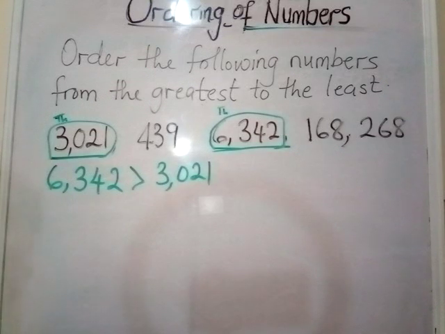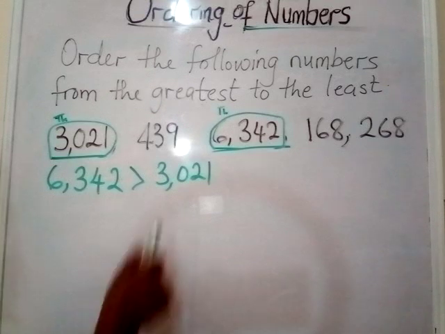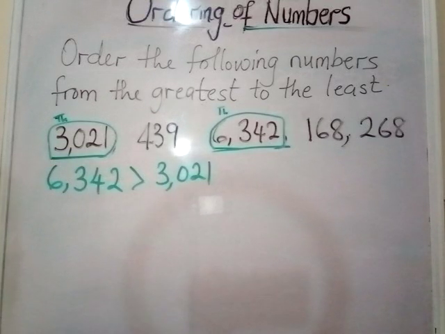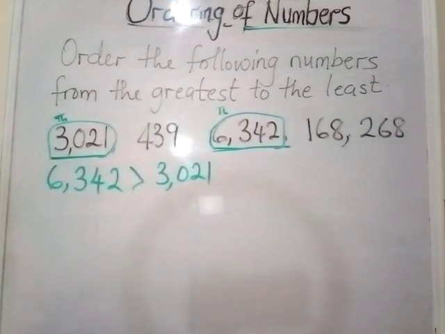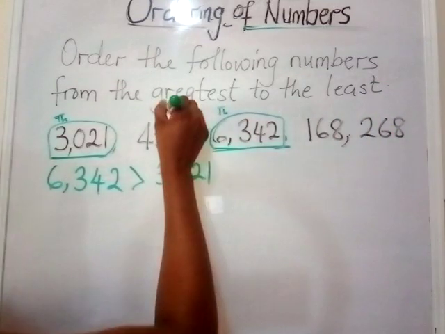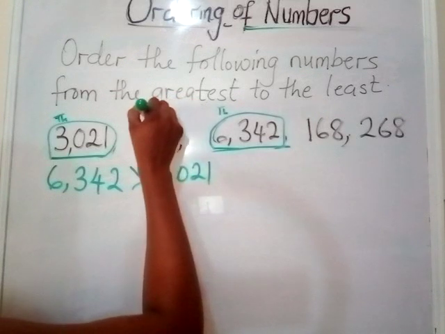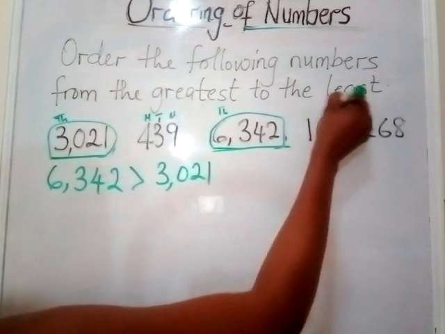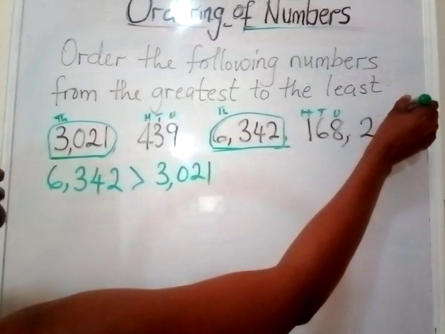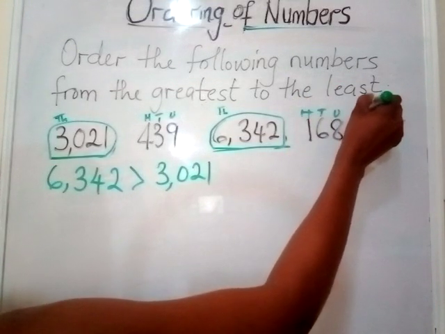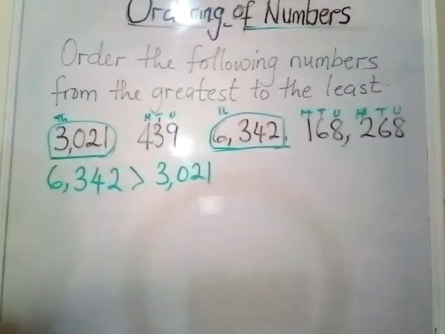What do we do to find out which comes next after the second number? Again, use their place values. So here you have units, tens, hundreds. Same goes for this and for the last number. Units, tens, and hundreds. Alright, so now we have their place values shown.